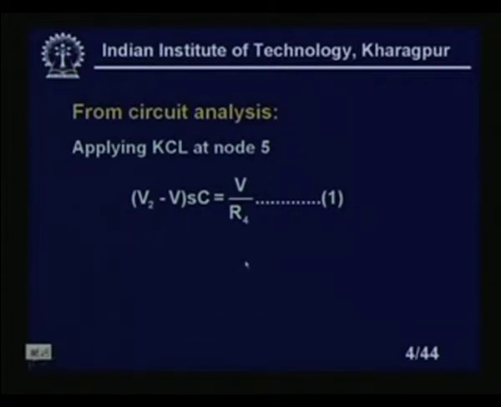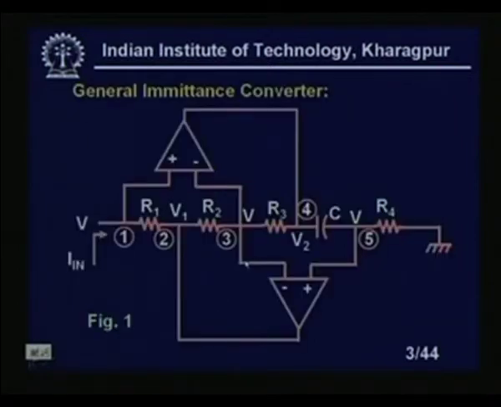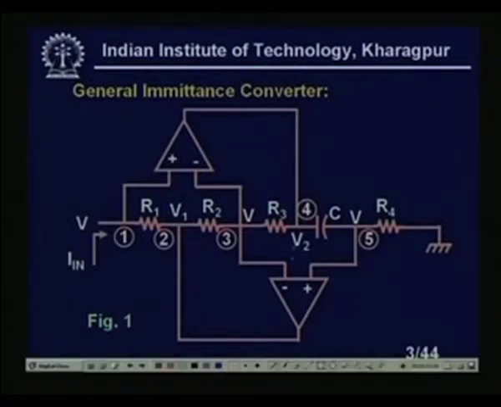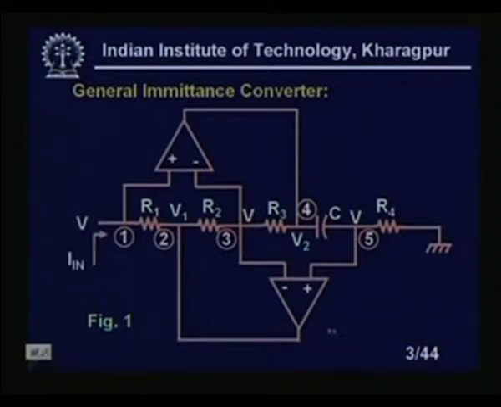Now, let us look at what is... So, this is our V2, you see here, this is our V2. This is our V2, this is our V1. Now, in this loop, I want to apply Kirchhoff's current law. Let us look at what we will get.